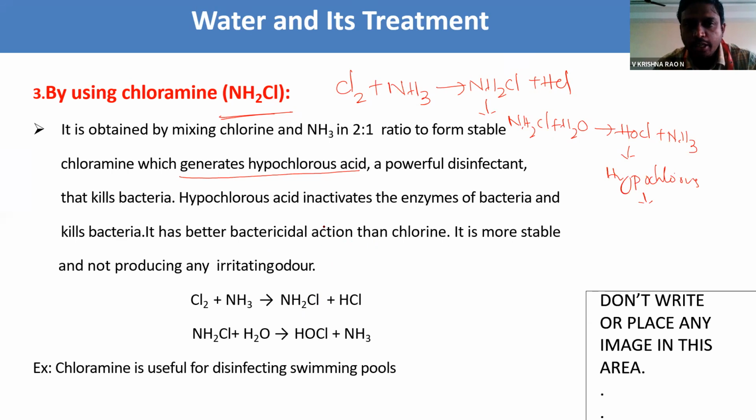chloramine in a 2:1 ratio, with HCl as a byproduct. NH2Cl reacts with H2O, giving hypochlorous acid plus NH3 ammonia. This hypochlorous acid acts as a powerful oxidizing agent and kills the pathogenic bacteria present in the water. For example, chloramine is useful for disinfecting swimming pools.